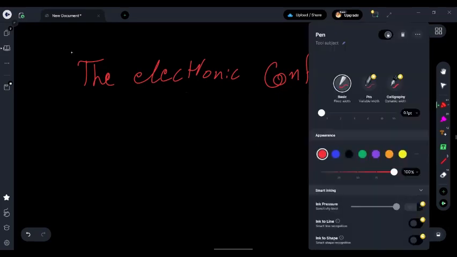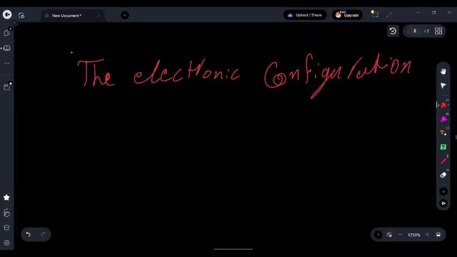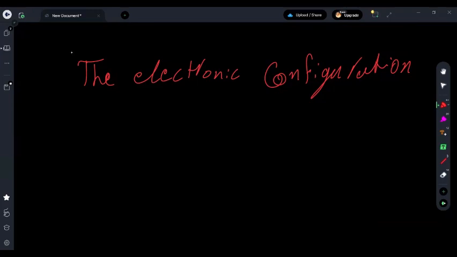Hello and welcome. Today, inshallah, in this session, we are going to discuss the electronic configuration. What does it mean exactly, the electronic configuration of the element inside the periodic table? To understand that, let me give you an example.